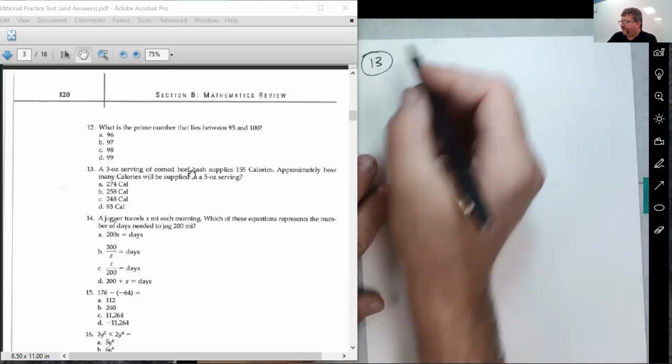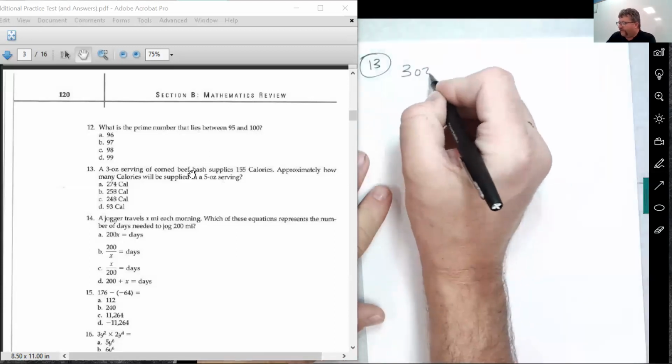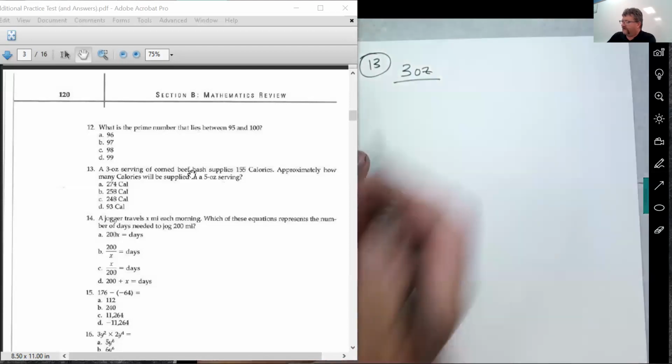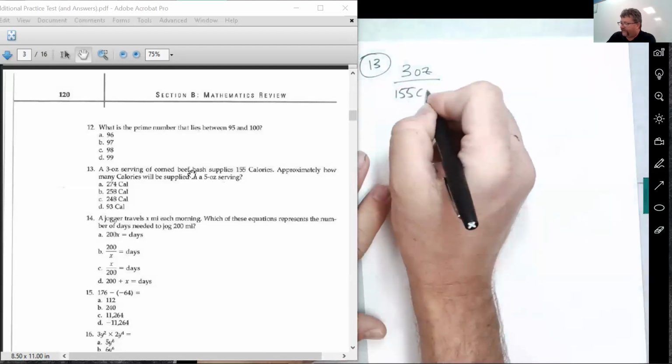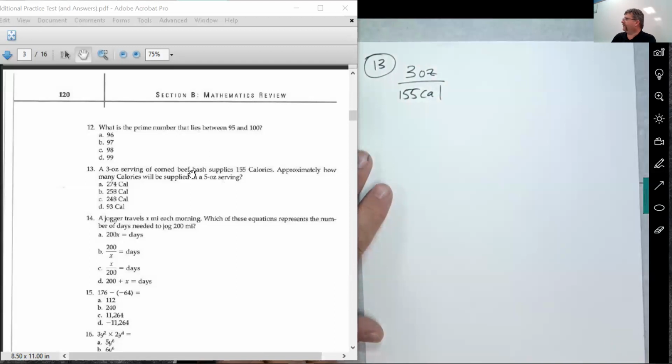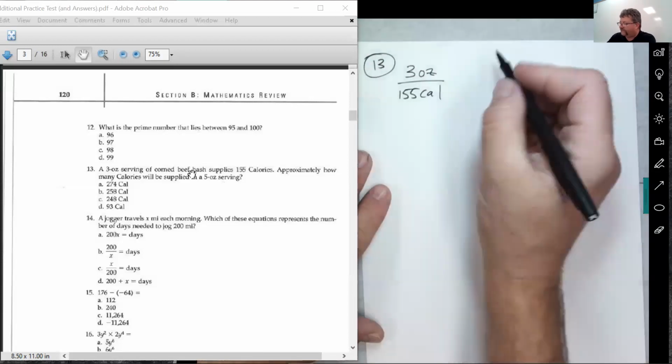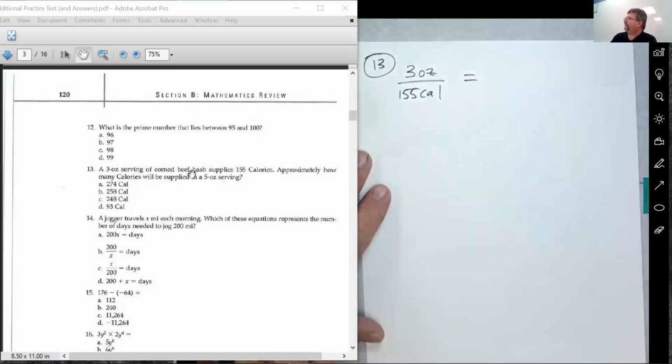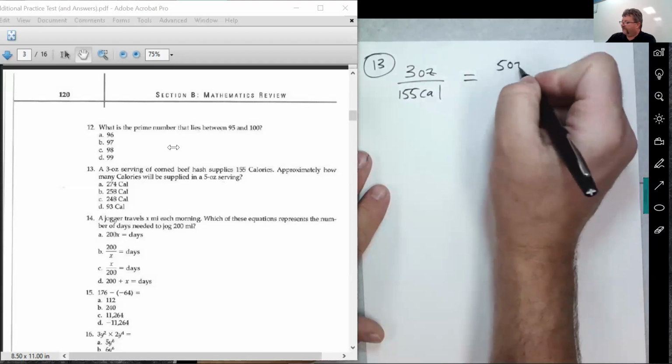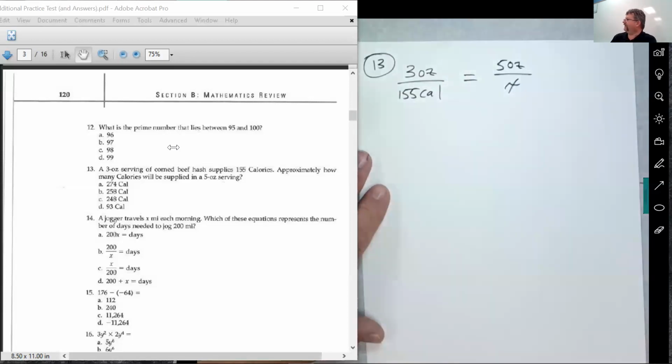So I'm going to have this fraction of ounces over calories. So 3 ounces is going to give me 155 calories of this particular corned beef. And I'm just going to expand that fraction, either reduce it or unreduce it, whatever I'm being asked to do here. I'm going to be given one of these pieces of the puzzle, but not the other piece. I'm given, what about a 5-ounce serving, okay? And I'm missing that denominator, okay?